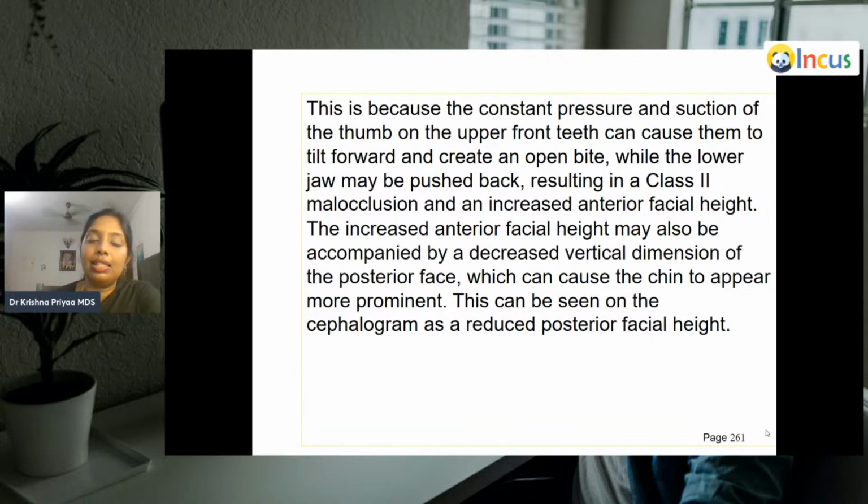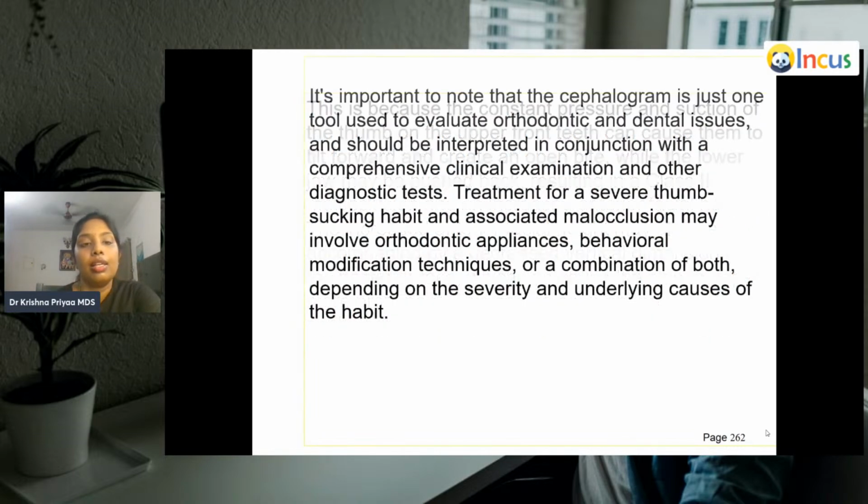So why is there a downward rotation of the mandible here? Because he has constantly kept his finger in the mouth. So obviously it has created an open bite in the anterior region, which has forced the mandible to go down, thereby increasing the anterior facial height and maintaining the posterior facial height. And ceph is just one tool. We can't always rely on ceph to get values. There are a lot of other tools with which we confirm the diagnosis.